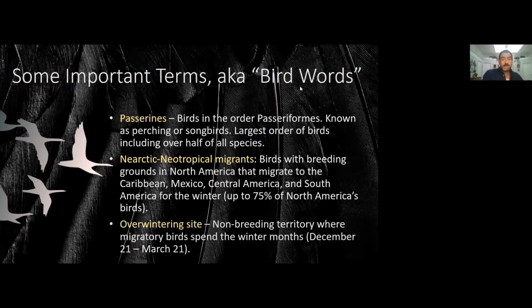An overwintering site is a non-breeding territory where migratory birds spend the winter months. I'll define winter months for the purpose of this discussion as December 21st to March 21st. It's a broad grouping of months, and some folks will use different parameters when describing that as well.